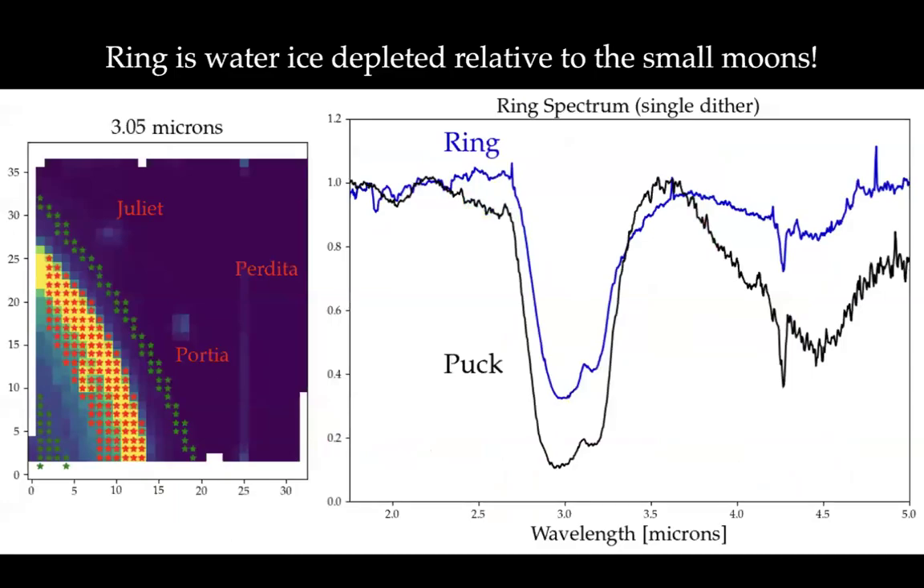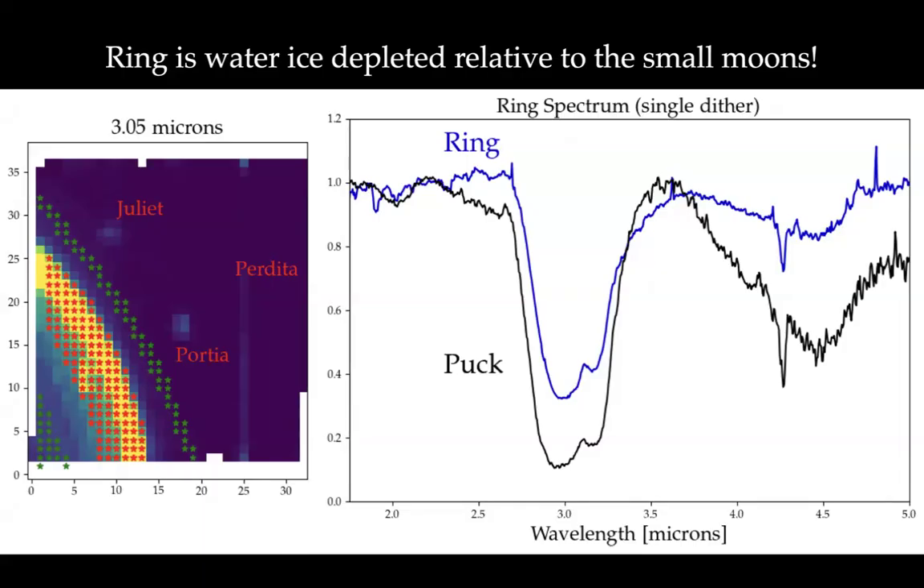And here's the ring spectrum plotted against Puck. The pixels used for this ring, shown on the left here, are the red stars, and the green stars are used for the background subtraction. Essentially, what we see is that the ring does not really look like Puck or the other satellites, which are all relatively similar to Puck. It has a lot less water ice, which you can see by it having no 2-micron feature.